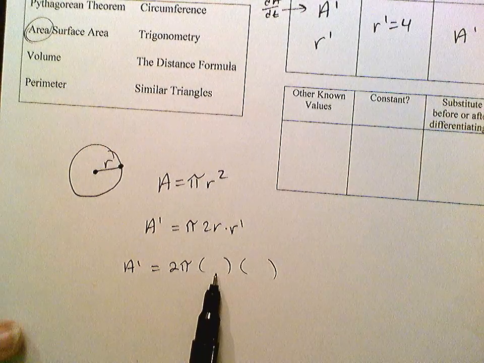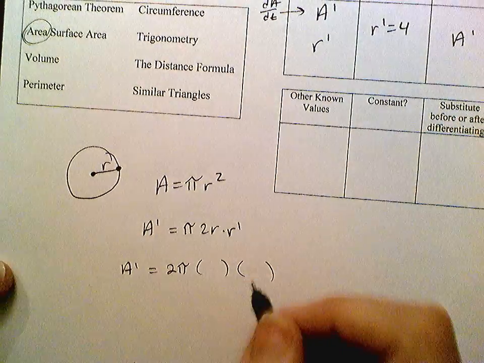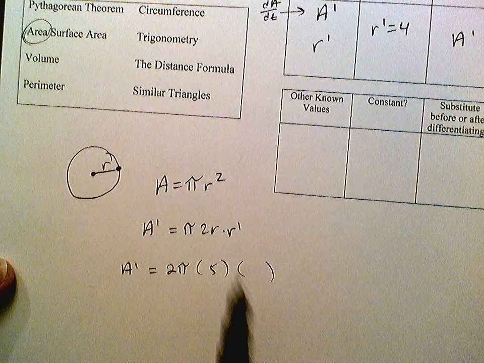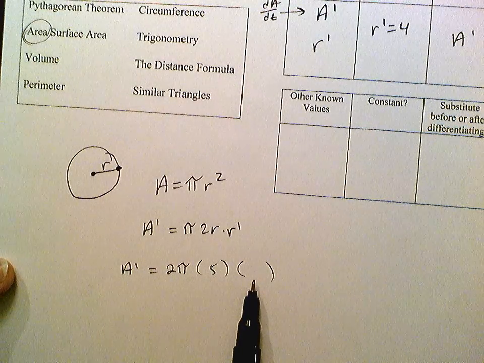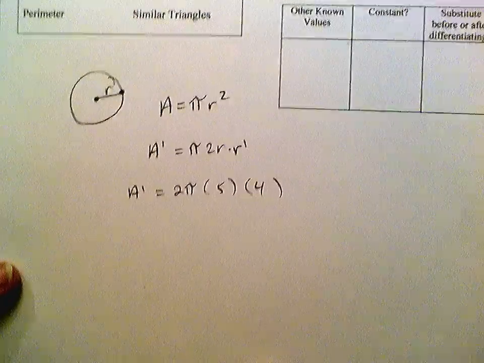So what goes in for r? Well, we're looking for A prime at the moment when r equals 5, so 5 goes in for r. What goes in for r prime? That's the rate of change of r, and they told us that was 4. Then just plug that into your calculator.